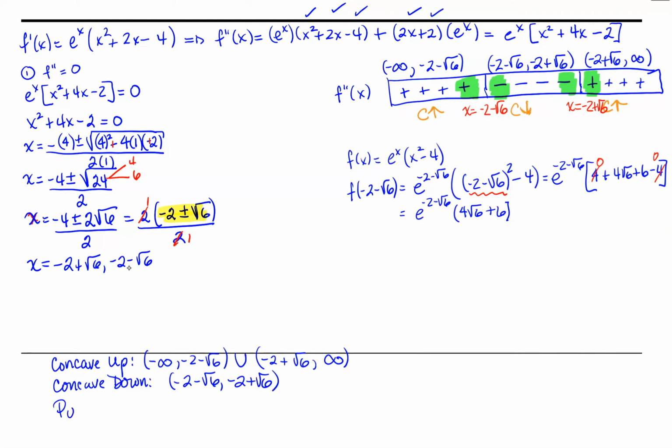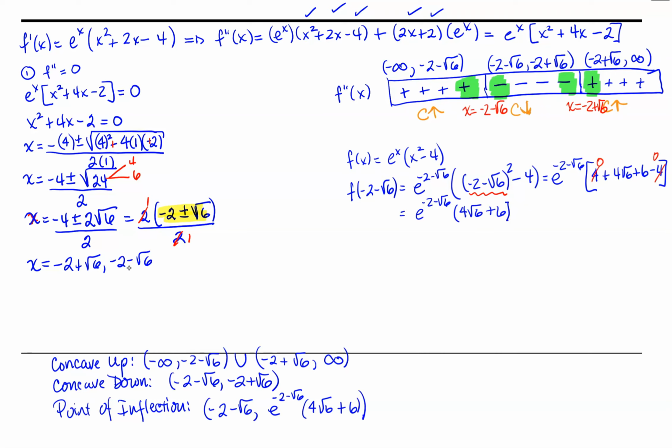And so we end up with e to the -2 minus square root of 6 times 4 square roots of 6 plus 6. So we have a point of inflection at our x value of -2 minus square root of 6, comma, and then our y value is e to the -2 minus square root of 6 times 4 square root of 6 plus 6.